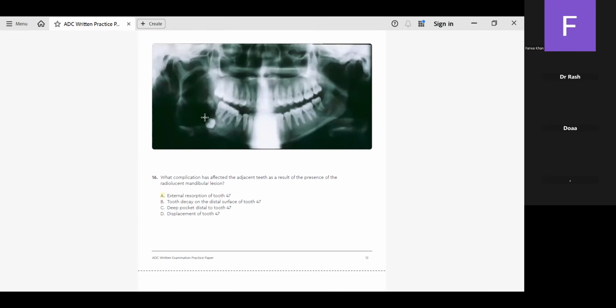4-7 has not been displaced, all right? 4-8 has been displaced. This is tooth number 4-7, okay? And the arch symmetry is intact, right? If you see these 3-6, 3-7 and 4-6, 4-7, they're on the same occlusal plane. So that means displacement of 4-7 has not occurred, as someone is asking in the chat section.